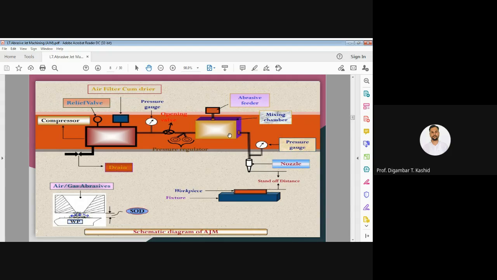Okay, so we should always keep the machine chamber closed so that the fine abrasive particles do not spread in the environment. Otherwise they will be very harmful to the operator as well as the person or people present near your machine chamber. So we have to close that machine chamber every time.